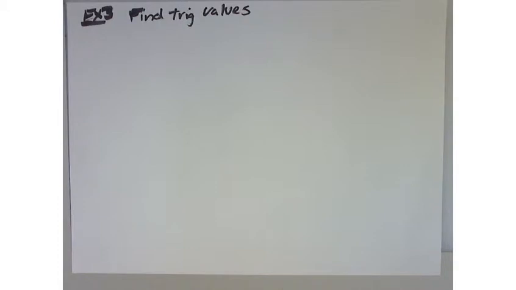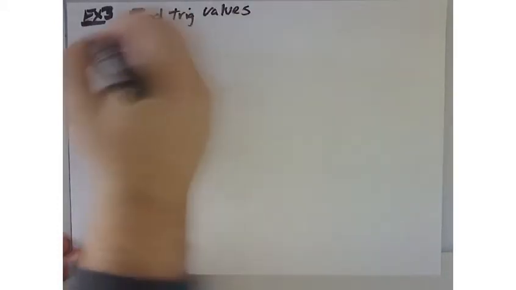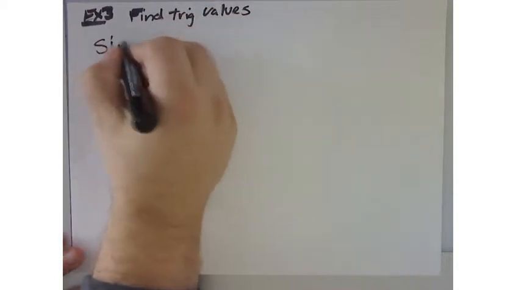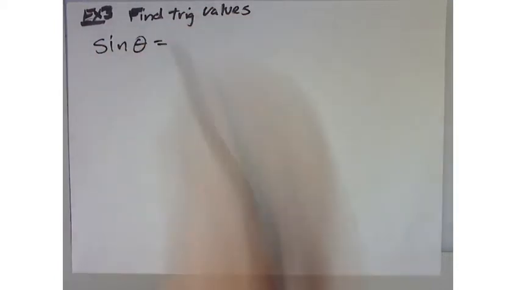Got to find trig values. Now what they said is, it says find all trig values when we're told that sine of theta is equal to -3 over 5.